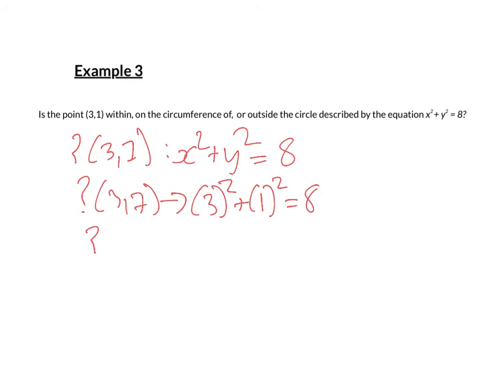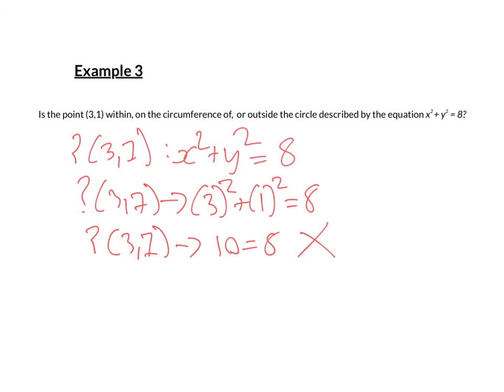Well, let's have a look. What does that come to? 3, 1. Okay, so 3 squared is 9, plus 1 squared is 1, that's 10. Does 10 equal 8? No. So we definitely know it's not on the circumference. So the question is, is it within or without?